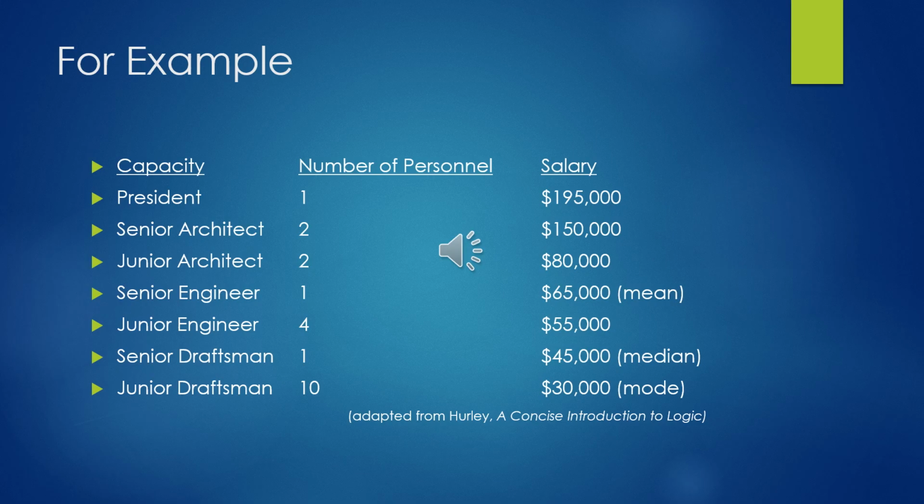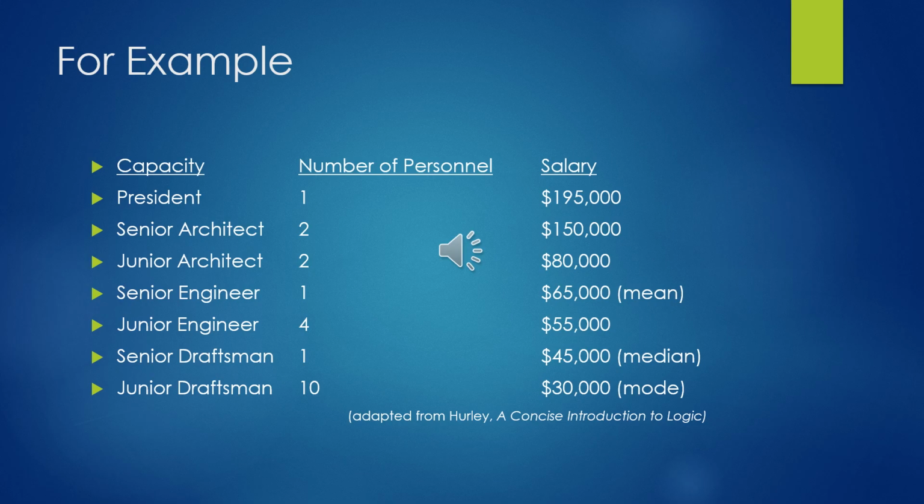So let's take a look at how we can use the term average to lie with statistics. Let's look at this chart, which represents the jobs in a company, an architectural firm, the number of people who hold each position, and the salary that each person makes, ranging from $30,000 made by a junior draftsman all the way up to $195,000 a year made by the president. Okay, and you also have here the 3 averages calculated.